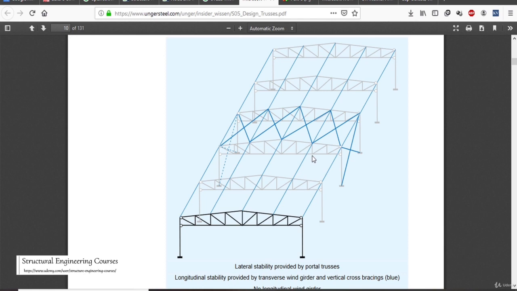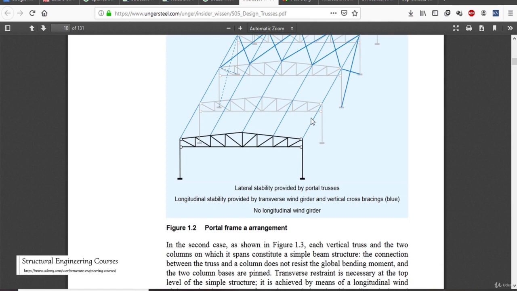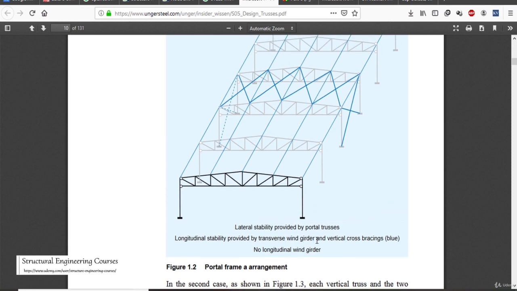So this is also a very good planning here, that is they had tied all the trusses here from the top end, and similarly we shall also provide the purlins on the top to support the sheeting arrangement, and they had provided this vertical bracing and plan bracing on the top to take care of the horizontal forces here. So longitudinal stability is provided by the transverse wind girder and vertical cross bracing in the blue arrangement. So this longitudinal stability is provided by these transverse wind girders here and this vertical cross bracing.